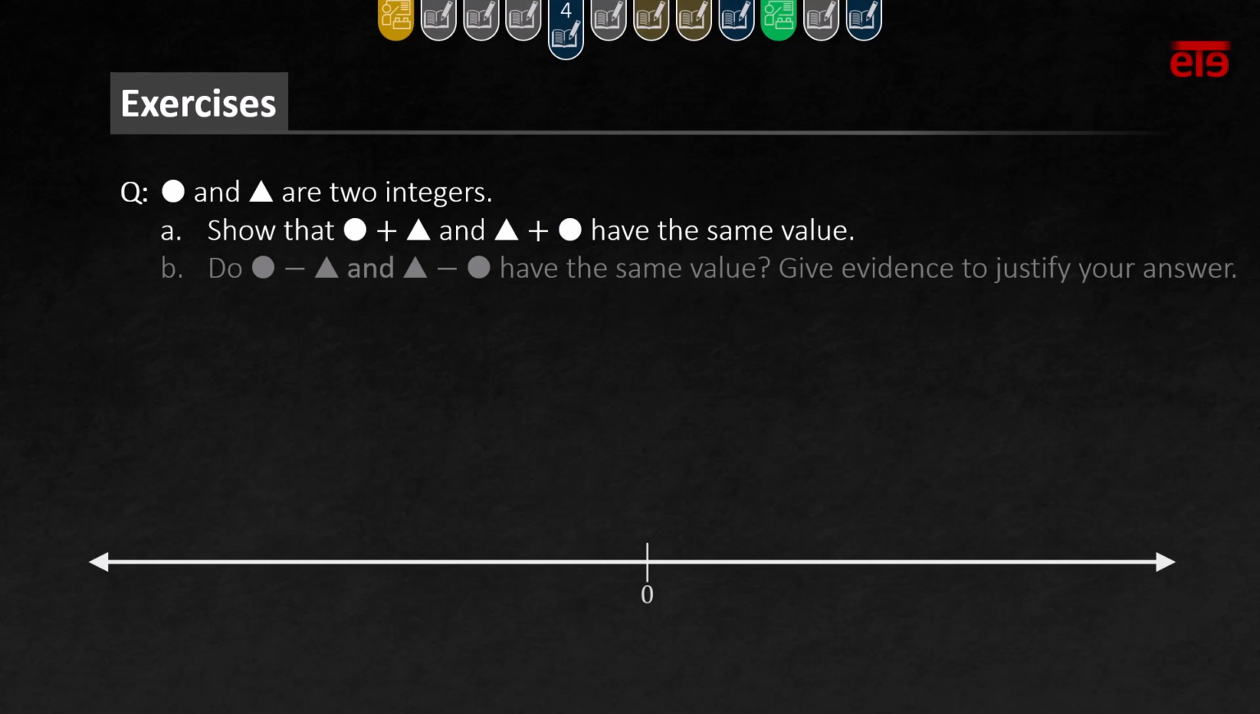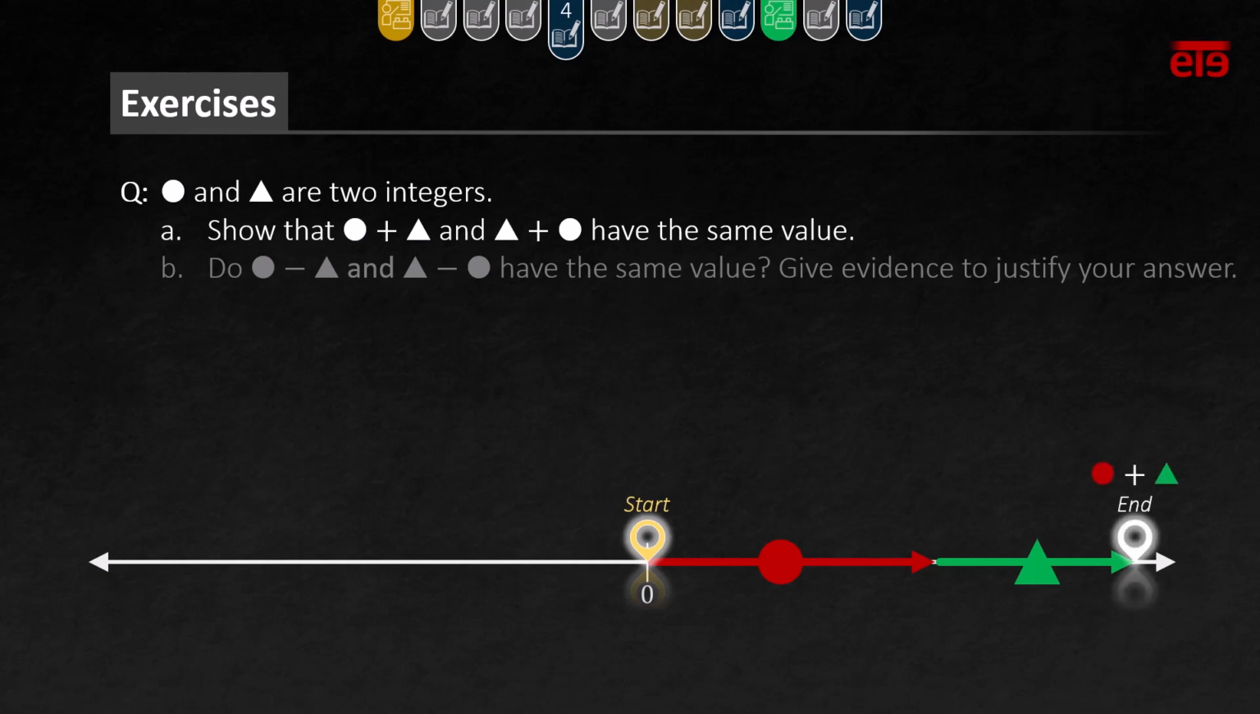We can use two arrows with different lengths to represent two different integers. For cycle plus triangle, we start from 0 and put a red arrow to represent cycle. At the end of the red arrow, we continue putting a green arrow to represent triangle. This is the number that represents cycle plus triangle.